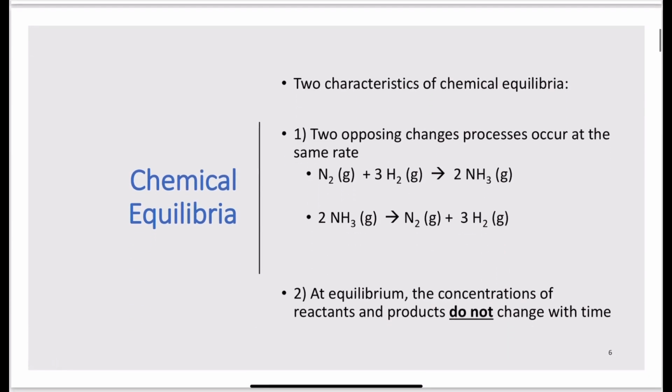So, two characteristics of chemical equilibria. And again, equilibria and equilibrium. Equilibrium is the singular form, equilibria means plural form. There are two opposing changes or processes occurring at the same rate.